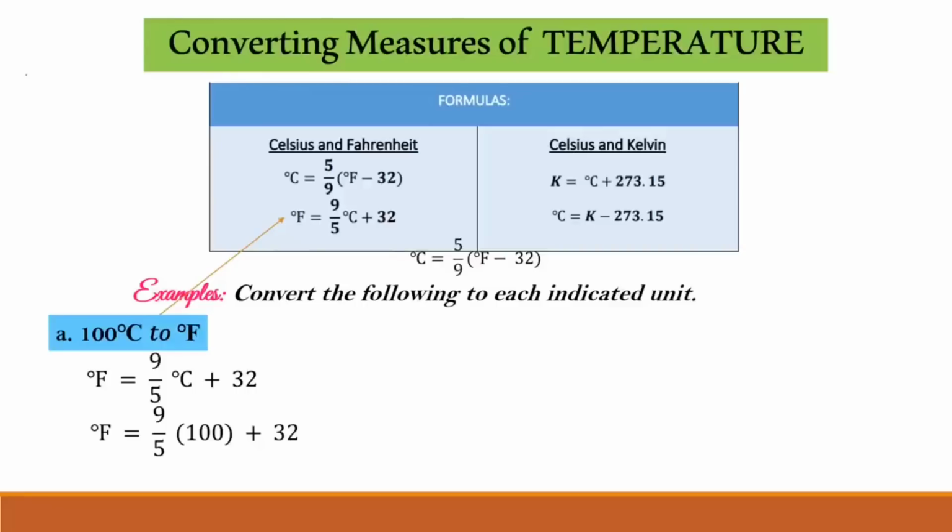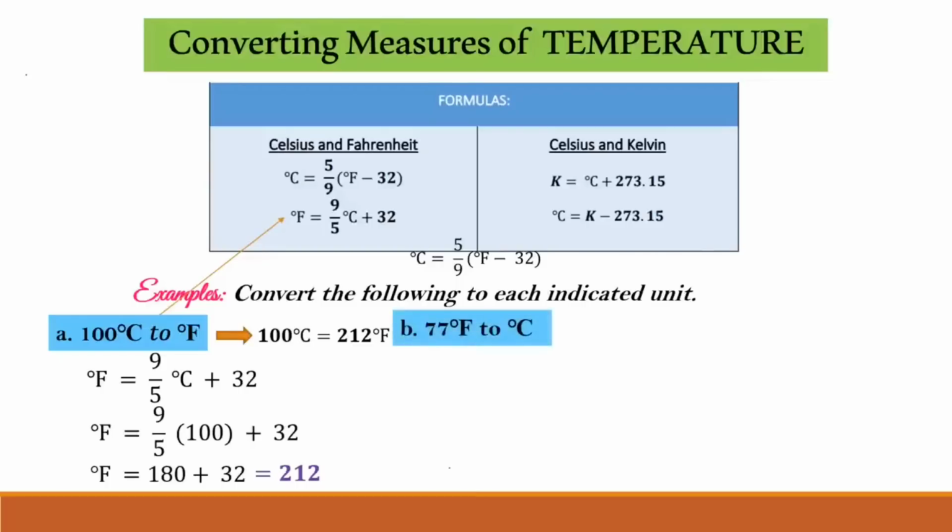So using the PEMDAS rule, we first multiply 9/5 times 100. The result is 180. And then we add 32. So the sum is 212. And our answer is 212 degrees Fahrenheit. For example B, we have to convert 77 degrees Fahrenheit to Celsius. And the formula that we will use is this.